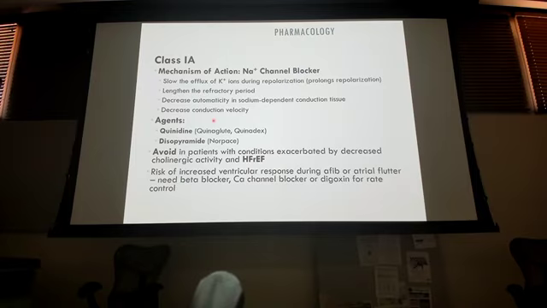So when you see this increased ventricular response, what we would do is put on one of our rate control medications. So your beta blocker, your calcium channel blocker, and your digoxin are the things that help with the rate, okay, not rhythm.